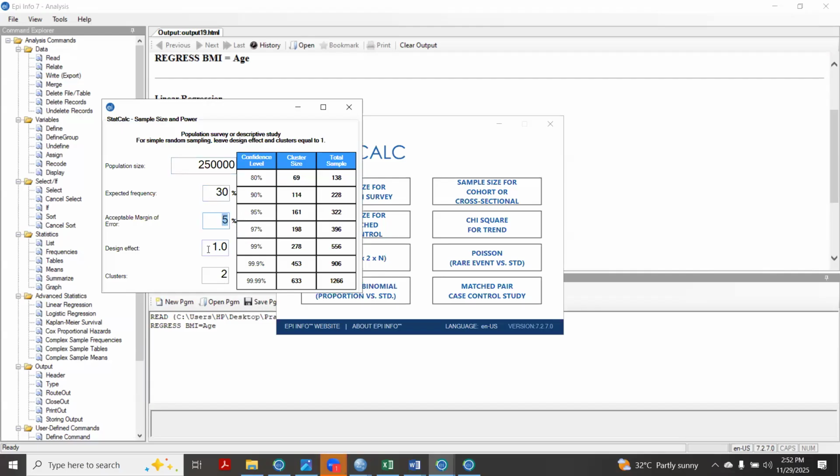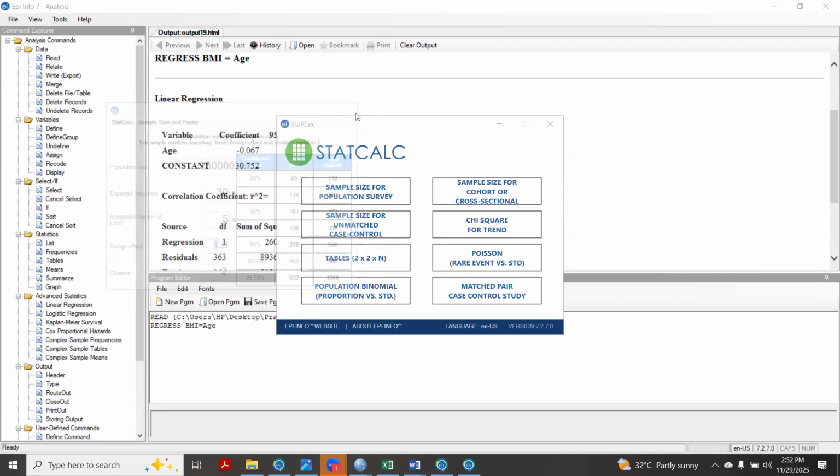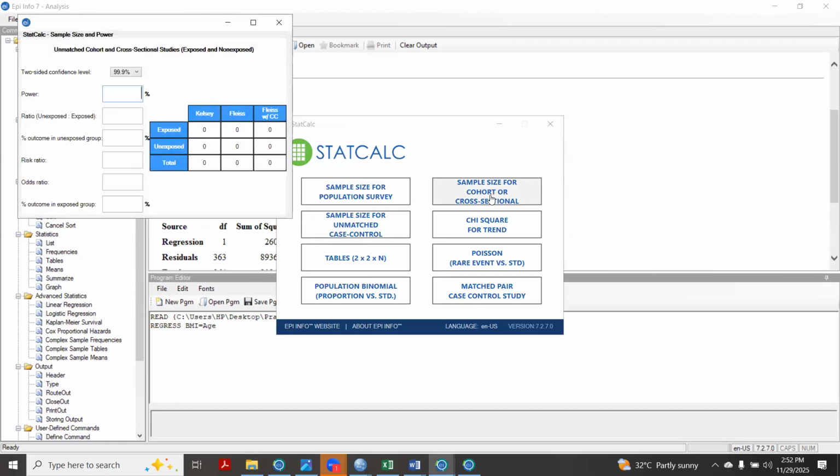5% default. Design effect simply means if you're multiplying by 1 or by 2 by 3, which helps you increase your sample size. If you have the muscle to actually do that, you can go ahead. So that's for population. But if you're doing a study, a cohort or a cross-sectional study, where you are checking for case and control, you come here. So you click here and you also put the parameter.